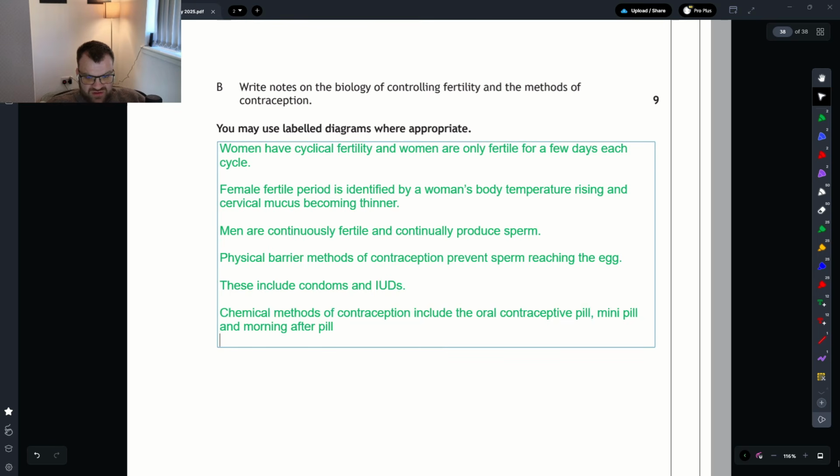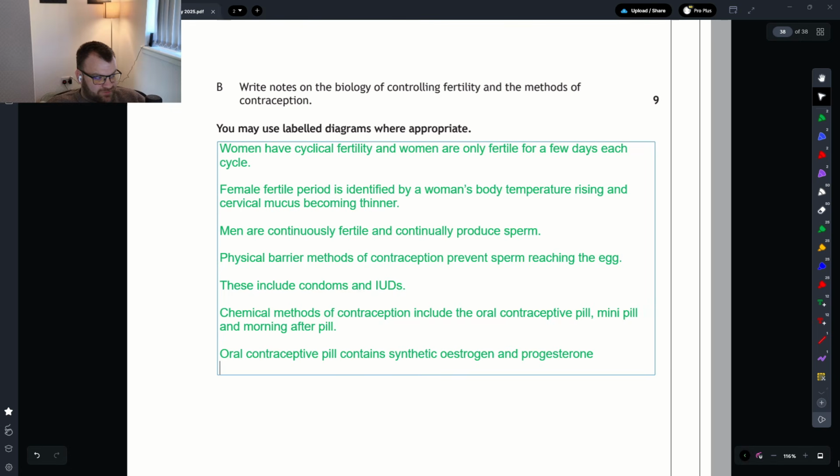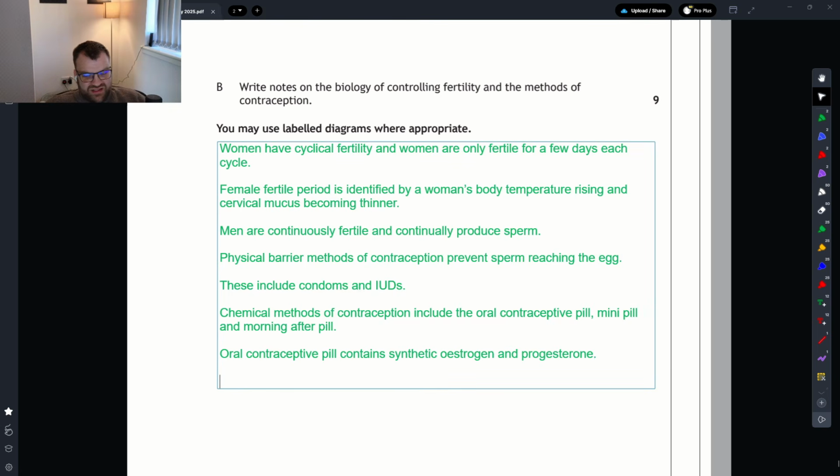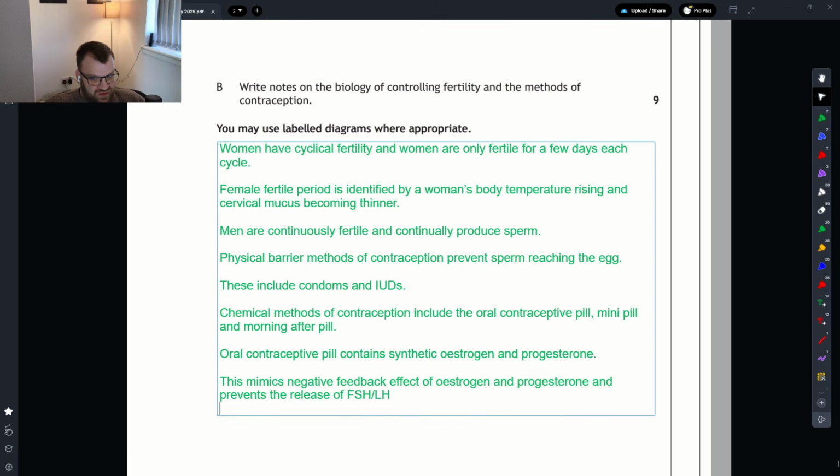Switching over to chemical methods, that would include the oral contraceptive pill, the mini pill, and the morning after pill. Both of them in turn. The first one has both estrogen and progesterone. Now, this estrogen and progesterone is synthetic, so made in the lab, and it's going to mimic the natural negative feedback loops. It's going to prevent the FSH and LH from being produced for that. And that's the kind of idea we need to get across with that one.